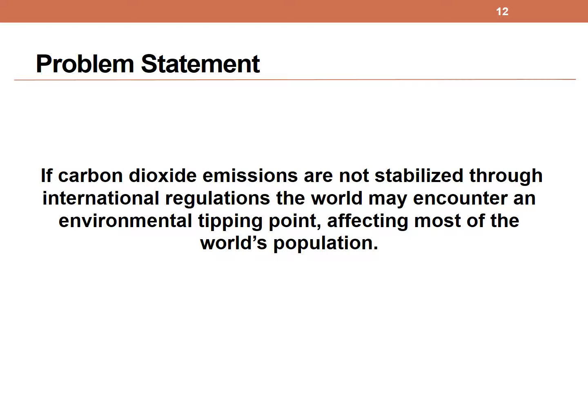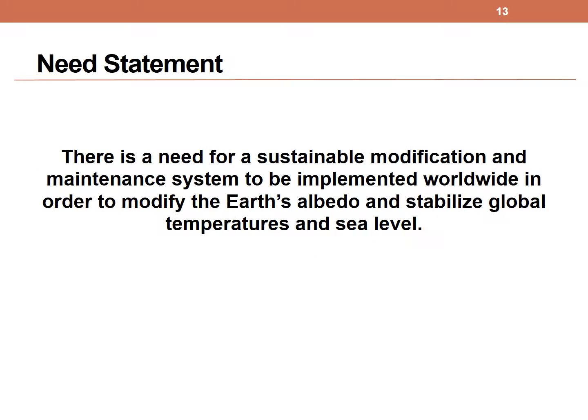So the problem is, if carbon dioxide emissions are not stabilized through international regulations, the world may encounter an environmental tipping point affecting most of the world's population. The need is for a modification or maintenance system to be implemented worldwide in order to modify the Earth's albedo and stabilize global temperatures and sea levels if political action does not work.